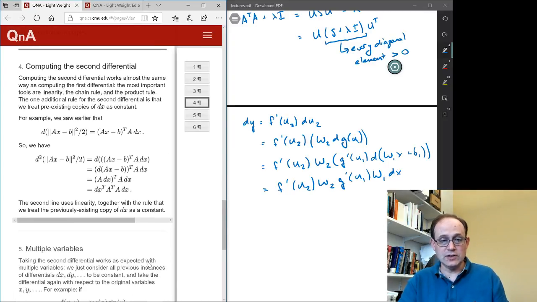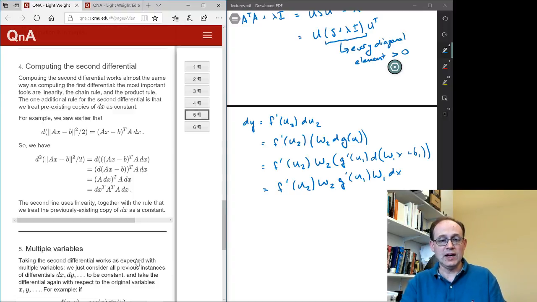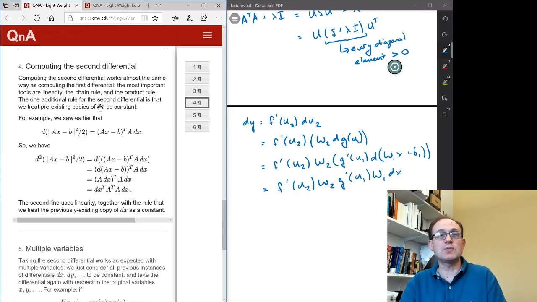Now, just like the first differential, in addition to just knowing the meaning of what a differential is, it helps to be able to compute it. And fortunately, there's almost no new rules to use. You calculate it just like you calculate the first differential, with one exception. The one new bit of information is that when you're taking the second differential, there'll be copies of dx in the expression that came from taking the first differential, and we pretend that those are constant for the purpose of taking the second.